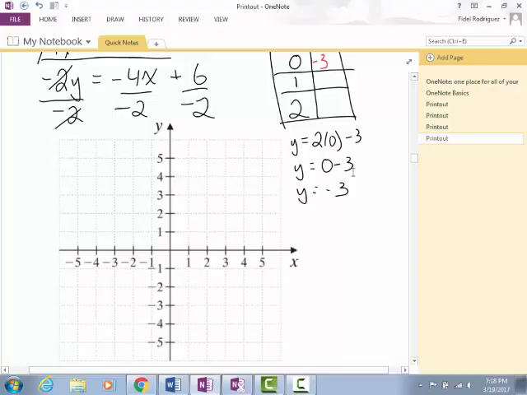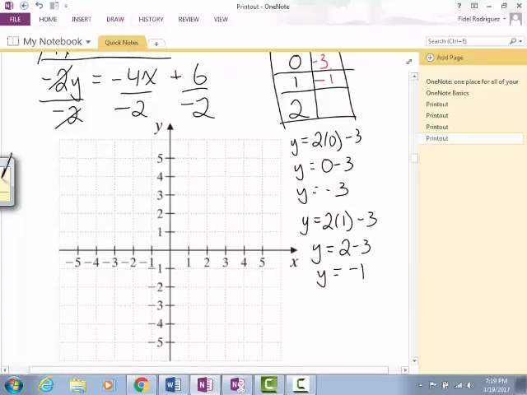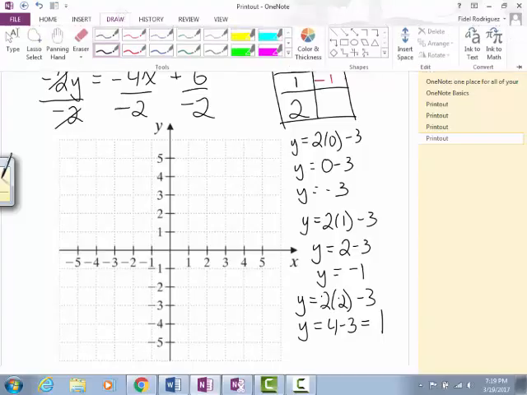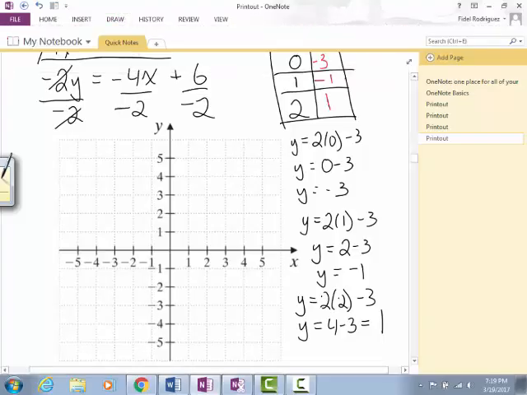And now we're going to plug in x equals 1. So y equals 2 times 1 minus 3. Well, 2 times 1 is 2, and 2 minus 3 is a negative 1. So now right here I'm going to go ahead and put negative 1. And we'll do this a third time, and now we're going to plug in 2. So y equals 2 times 2 minus 3. So y equals 4 minus 3, and 4 minus 3 is just a positive 1. So right here I'll put a positive 1.